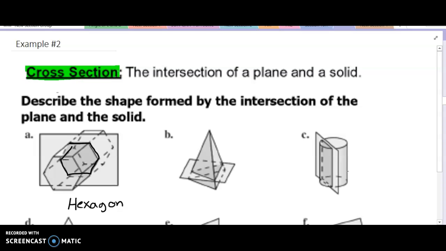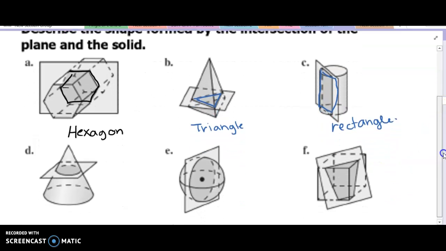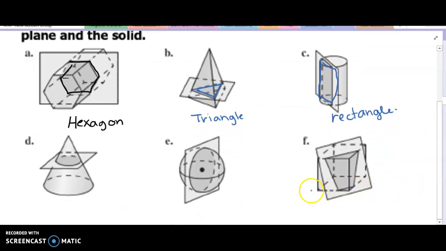Okay, we're just getting a flat hexagon when we cut into that. That's what we see. Okay, now on B, if we cut into this pyramid, we get this right here, which is just going to be flat, which is a triangle. And when we cut into the cylinder here, we get this right here, which is just a rectangle. Okay, I want you to go ahead and do these 3 on your own, and then we'll go over them.